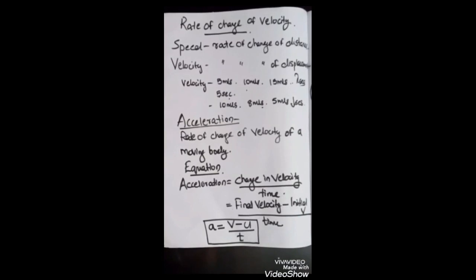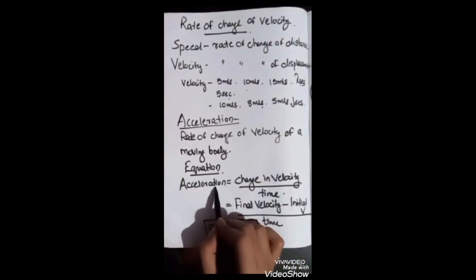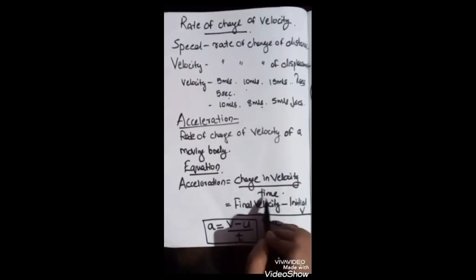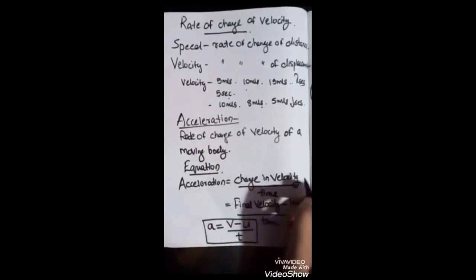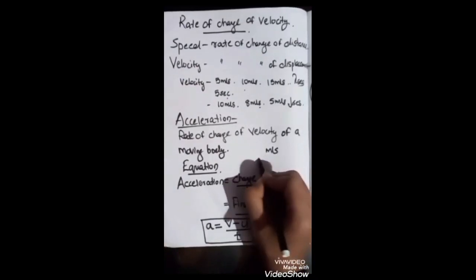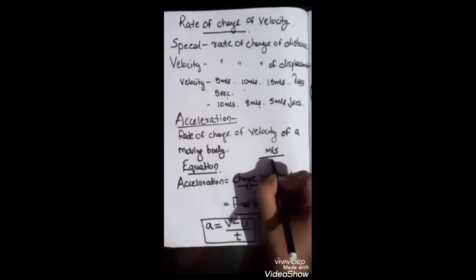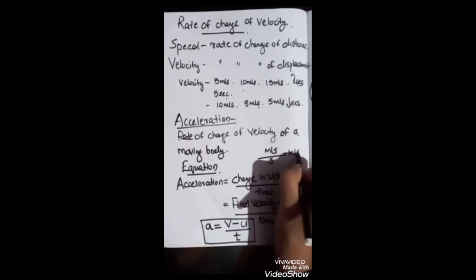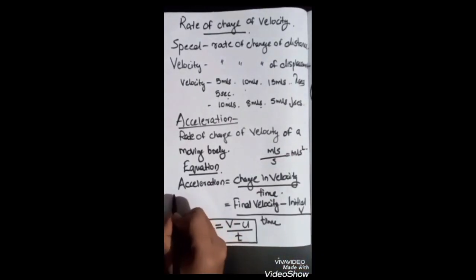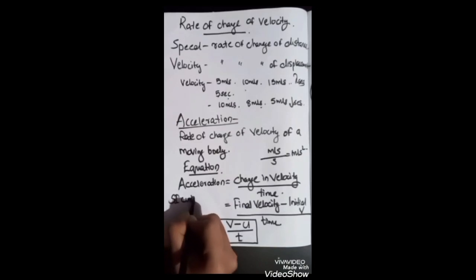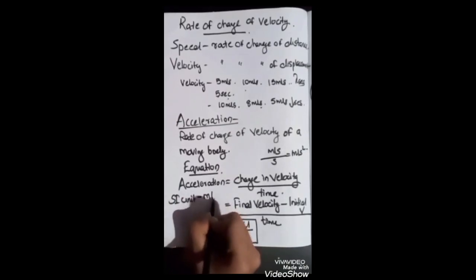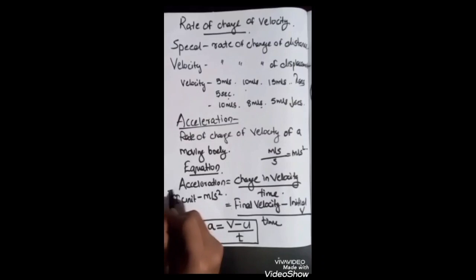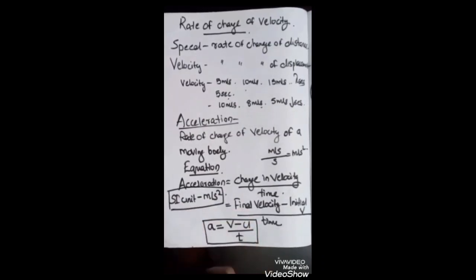Then what is the SI unit of acceleration? We already said that acceleration is change in velocity by time. The unit of velocity is meter per second, divided by time, here second. That is, we can write it as meter per second square. So the SI unit of acceleration is meter per second square, and the equation is a is equal to (v minus u) by t.